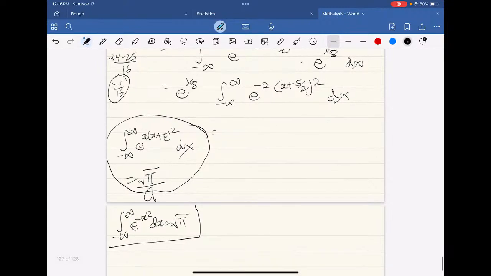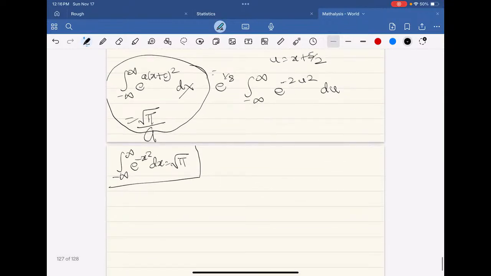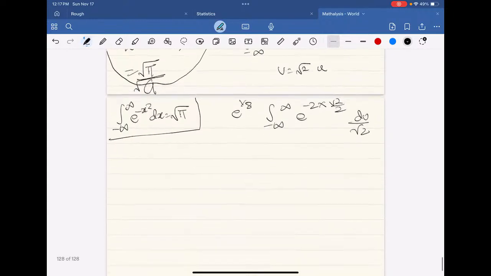So first of all, if I make a substitution that u is equal to x plus 5 by 2, then this will be e to the power 1 by a, integral from minus infinity to infinity of e to the power minus 2 u square du. Now if I make a substitution that b is equal to root 2 u, then e to the power 1 by 8, again from minus infinity to infinity, e to the power minus 2. Now u will just be b square by 2, and du will just be db by root 2. Oh, this is root a. Let's try to see.